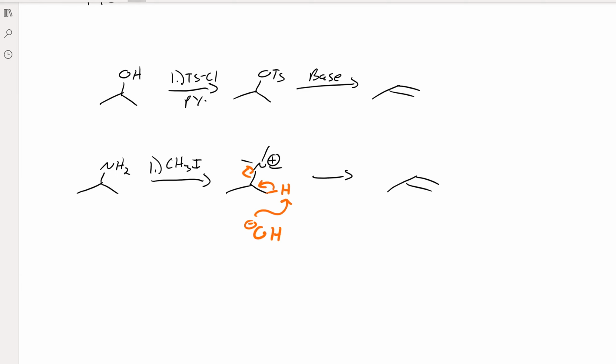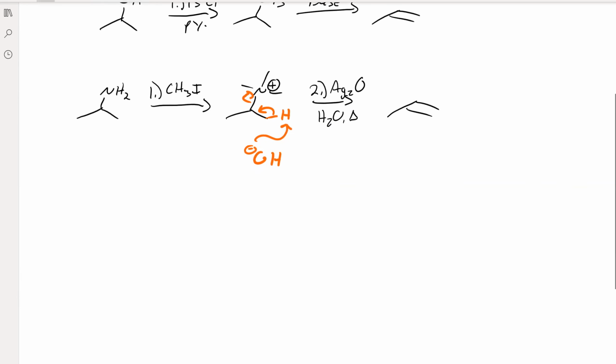Except here, instead of using sodium hydroxide most of the time, what you'll find is that instead they use silver oxide, some water, and some heat. The silver oxide just turns into sodium hydroxide in solution and then does the elimination.